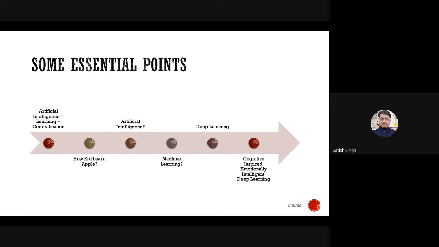Okay, so people are moving in this direction. Depending upon the situation, a machine should behave completely bias-free, or it should behave just similar to humans, which are inspired by cognition and emotions and other things. So cognitive-inspired, emotionally intelligent deep learning is the future.